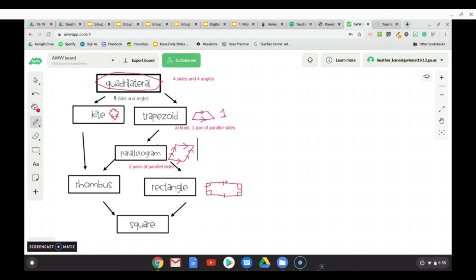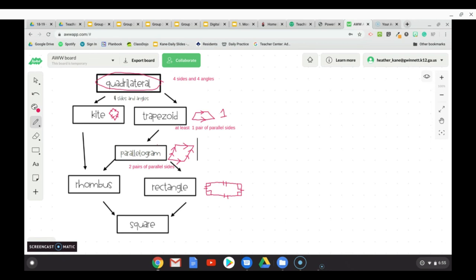And because a rectangle is underneath a parallelogram, that means it also has to have those attributes. So not only does it have 4 right angles and 2 sets of congruent sides, it also has 2 sets of parallel sides, right? Because it is also a parallelogram and a trapezoid and a quadrilateral.